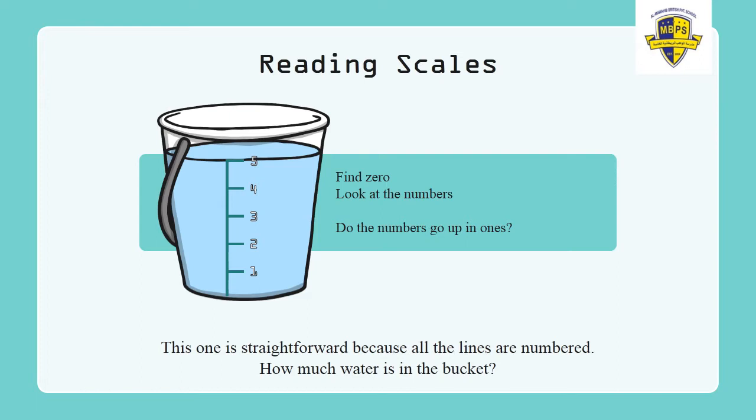See the numbers on the measuring bucket? This is 1, 2, 3, 4, 5. So here we are counting in ones. Now, who can tell me how much water is in the bucket? Excellent. We have 5 liters here in this bucket.